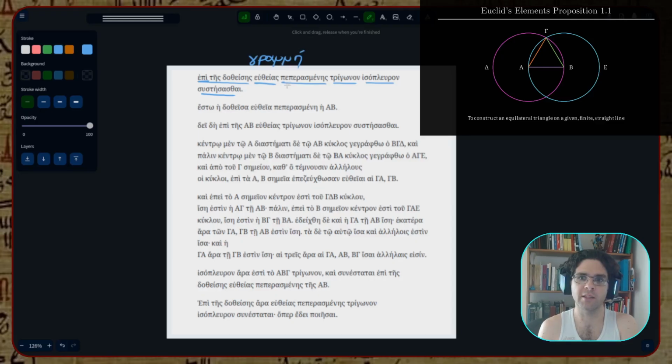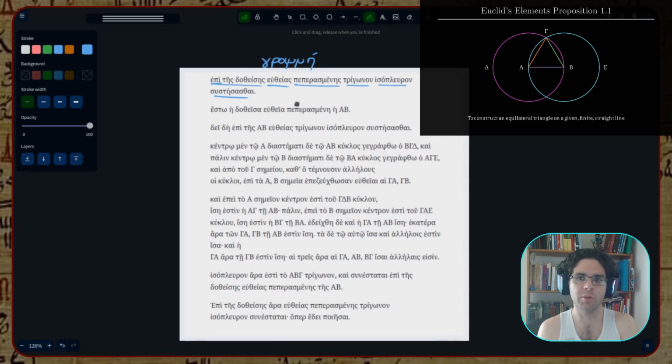You'll notice that throughout the propositions, Euclid tends to avoid using specific names. He'll just throw in the adjective rather than the actual noun that is typically given for it.